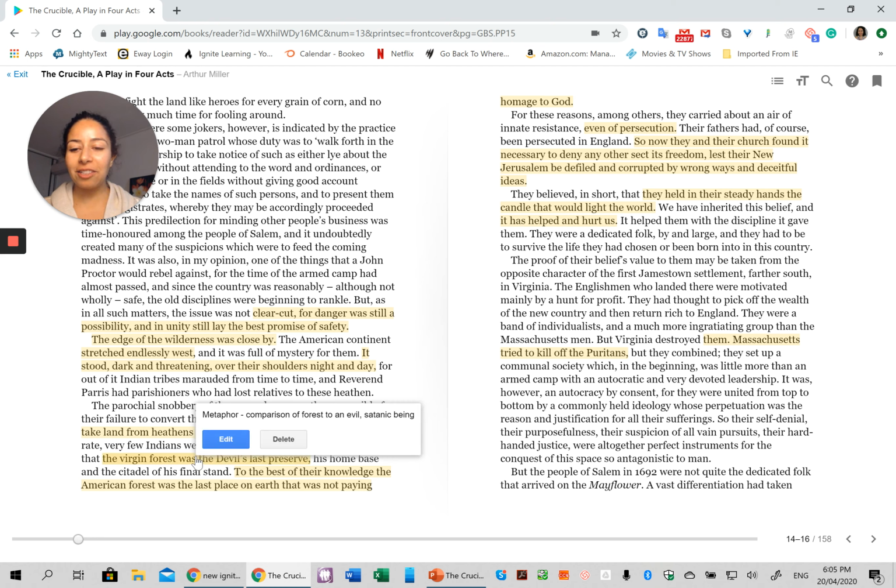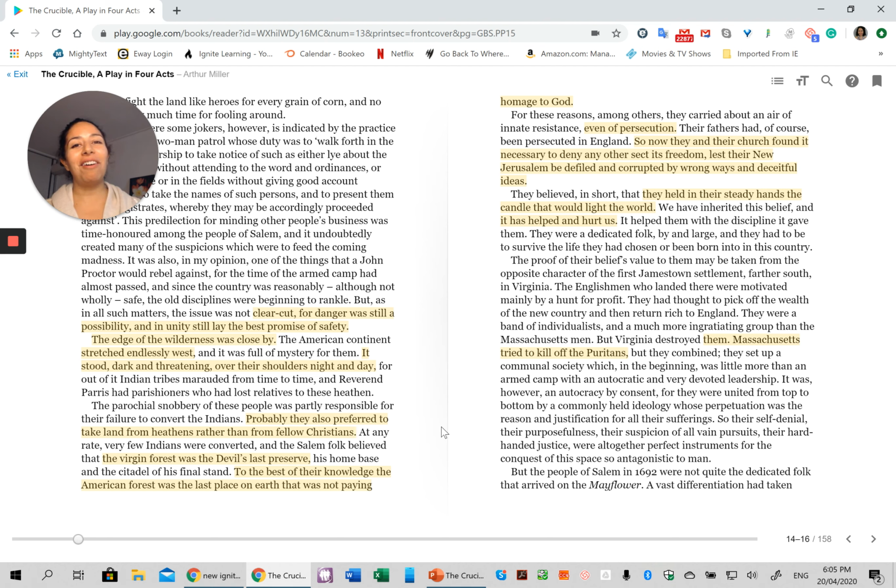And so what we've got here, the virgin forest was the devil's last preserve. Hence the forest is the motif or the metaphor for evil. And so when the girls are discovered in the forest dancing, that's obviously a really bad sign of the fact that the devil's present, right? So what happened was, for these reasons, among others, they carried an air of innate resistance, even of persecution. This is where the persecution arises from wanting to maintain unity.